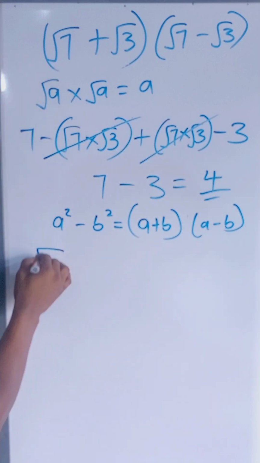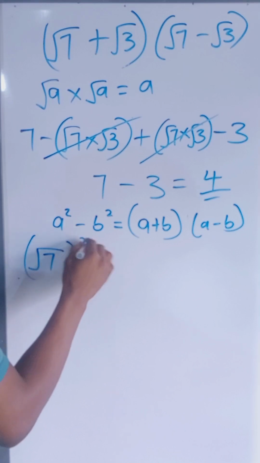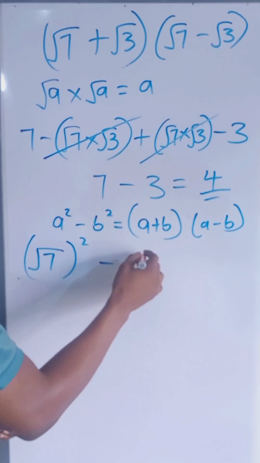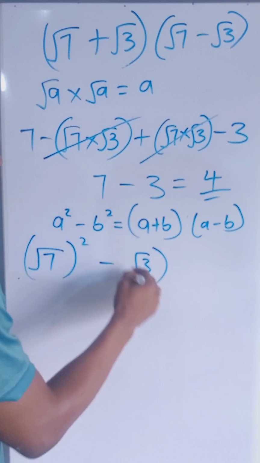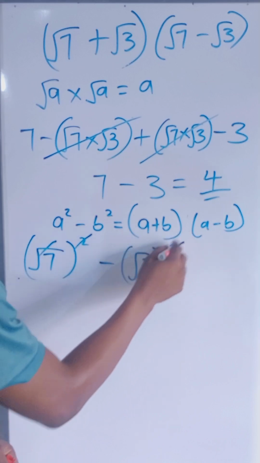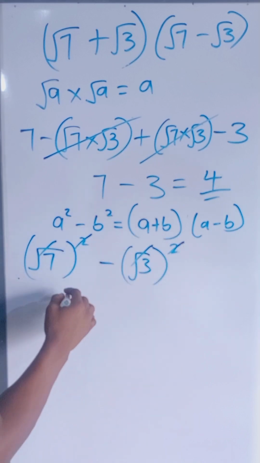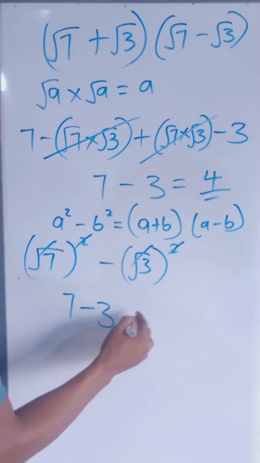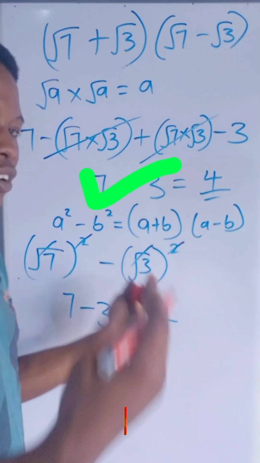We'll just say square root of 7, then you square it, then minus square root of 3, which is also our b, you square it. The square cancels the square root here, the square cancels the square root here. We are left with 7 minus 3, and your answer is 4.